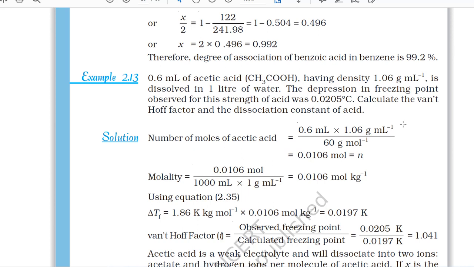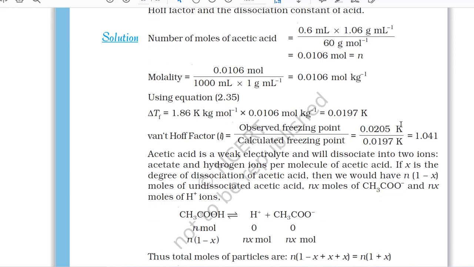Solution: Number of moles of acetic acid is equal to 0.6 ml into 1.06 gram per ml upon 60 gram per mole, which is equal to 0.0106 mole, equal to N. Molality is equal to 0.0106 mole per 1000 ml into 1 gram per ml, which is equal to 0.0106 mole per kg. Using equation 2.35, del Tf is equal to 1.86 Kelvin kg per mole into 0.0106 mole per kg, which is equal to 0.0197 Kelvin.